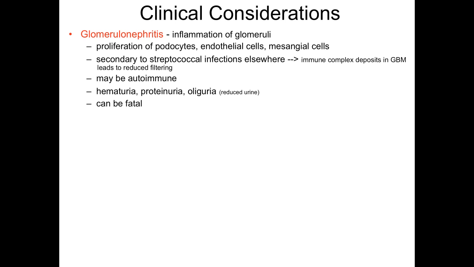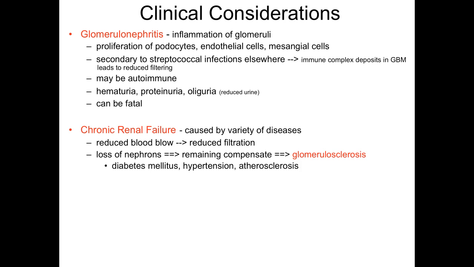Glomerulonephritis is an inflammation of the glomeruli. As you might expect, you'd see proliferation of podocytes, endothelial cells, and mesangial cells. Glomerulonephritis is often secondary to a streptococcal infection elsewhere in the body. Immune complexes can build up and be deposited in the glomerular basement membrane. This can lead to reduced glomerular filtration rate. Glomerulonephritis could be an autoimmune disorder. You see hematuria, proteinuria, and oliguria, and glomerulonephritis, if left untreated, can be fatal.